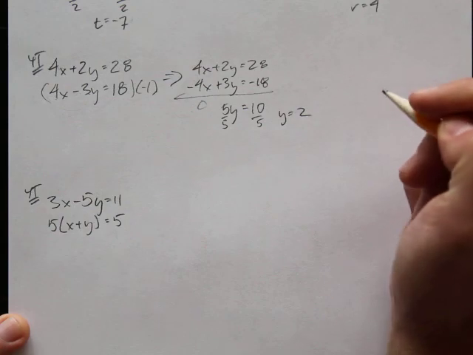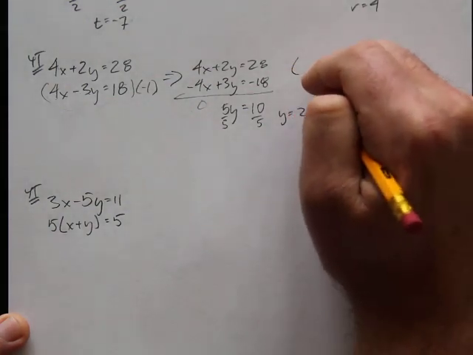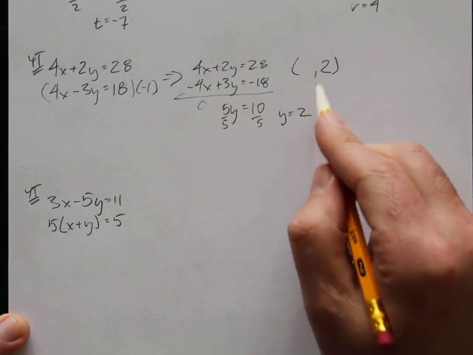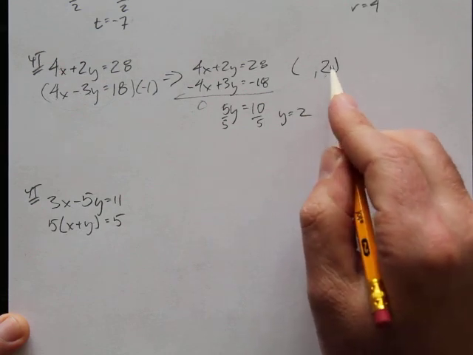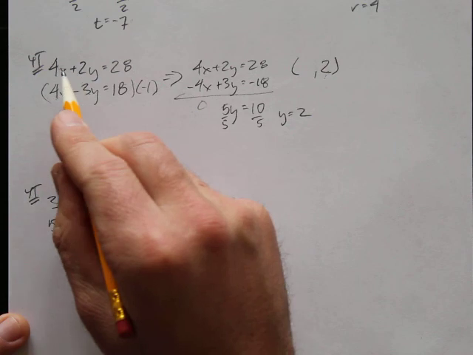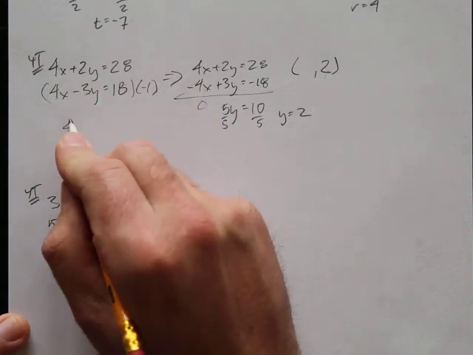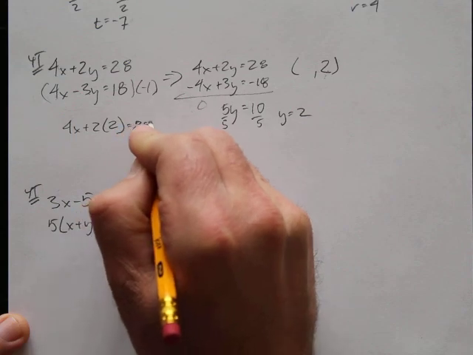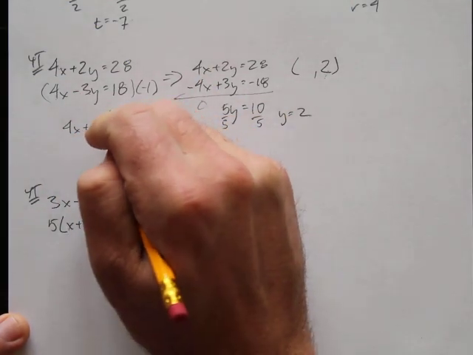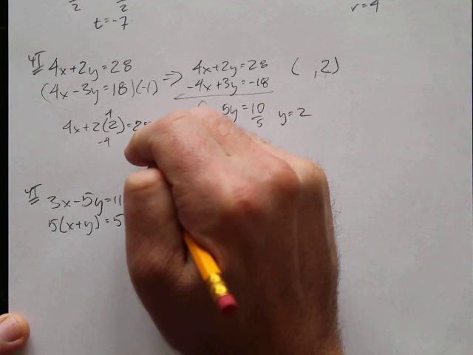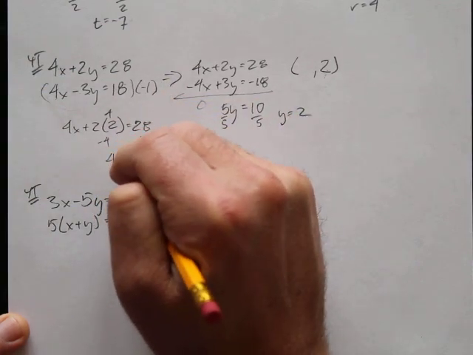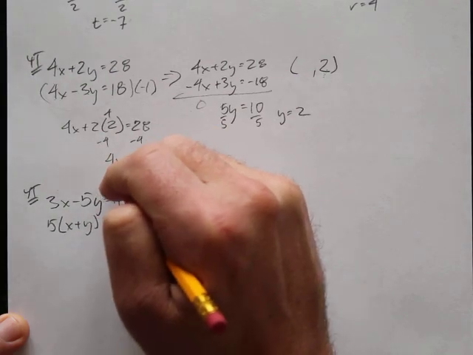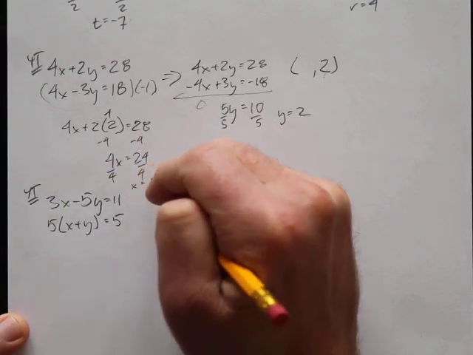y equals 2. And so I'm going to start setting up my ordered pair. y is 2. Make sure you put the 2 in the y spot. Plug 2 in for y. Let's do it on this top equation. 4x plus 2 times 2 equals 28. This is 4, so I'm going to subtract 4 from both sides. 4x equals 28 minus 4, which is 24. Divide both sides by 4. x equals 6.